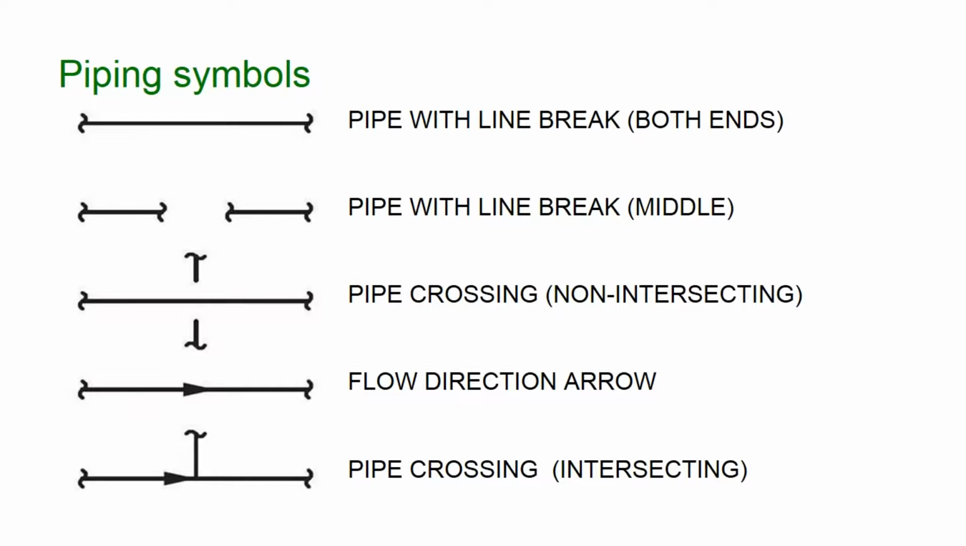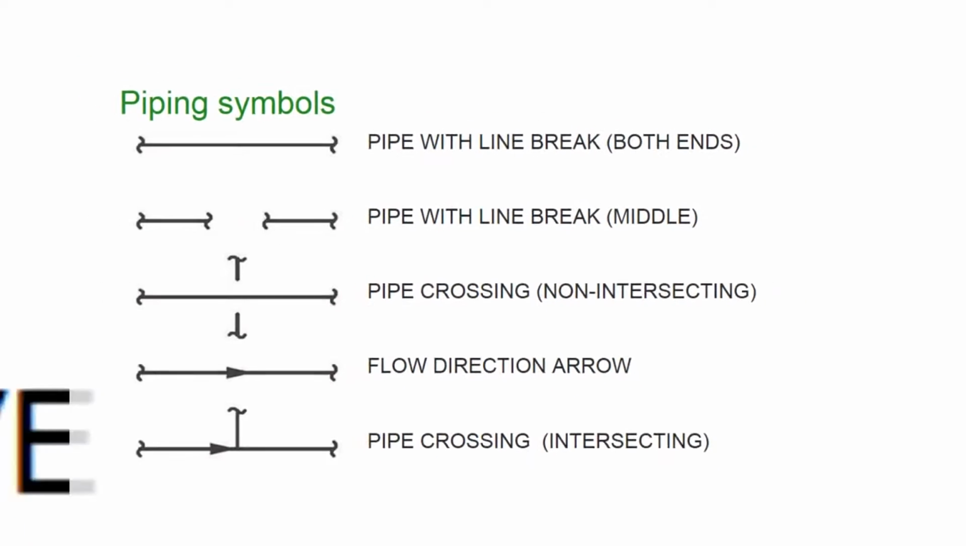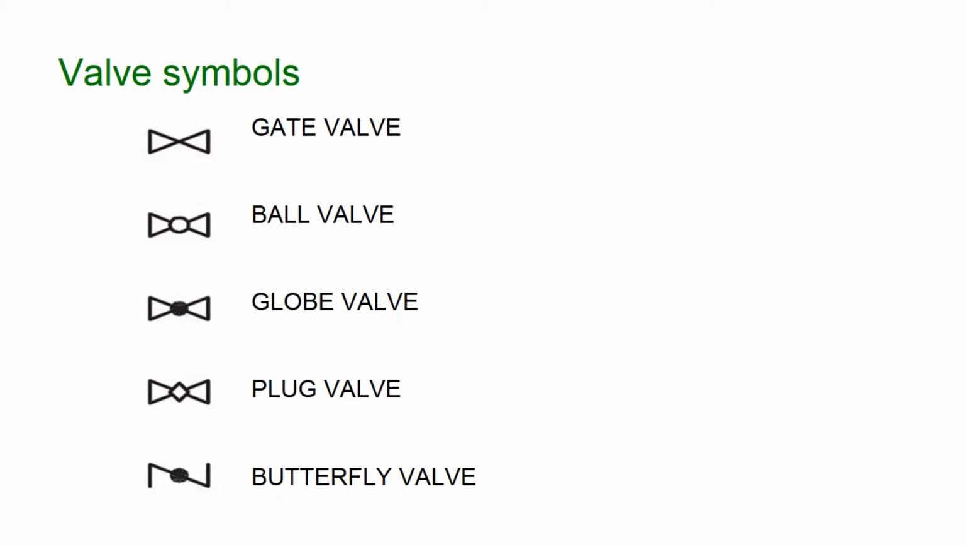Piping symbols. Pipe with line break, both ends. Pipe with line break, middle. Pipe crossing, non-intersecting. Flow direction arrow. Pipe crossing, intersecting. Valve symbols. Gate valve, ball valve, globe valve, plug valve, butterfly valve.